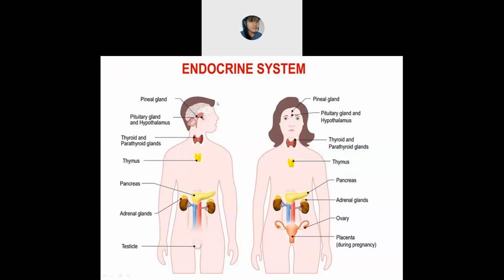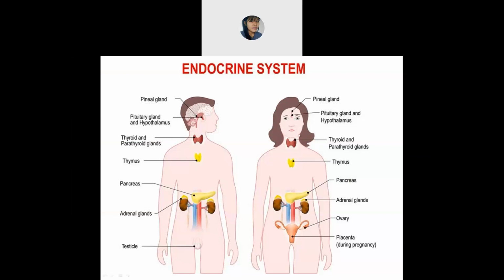It will be similar for both male and female, but in the reproductive part it's quite different between male and female, no? All these are the glands: pineal gland, pituitary gland, and hypothalamus. I'll explain all these glands to you one by one. For now I'm just showing you the diagram of the glands.